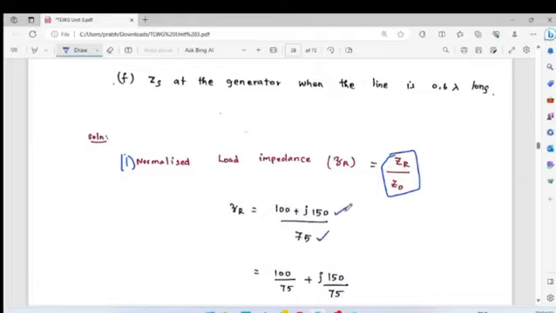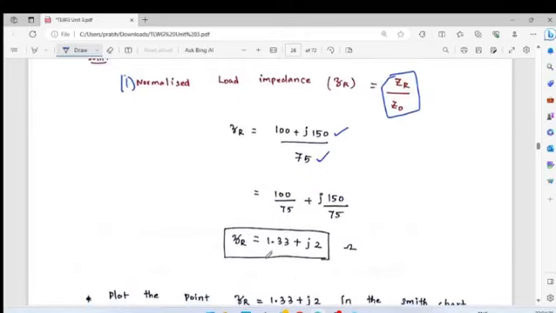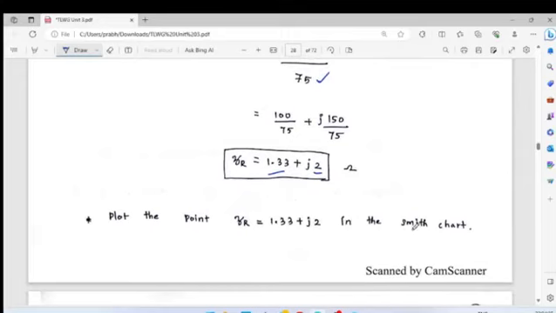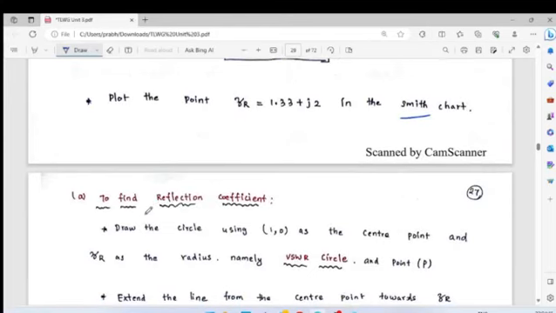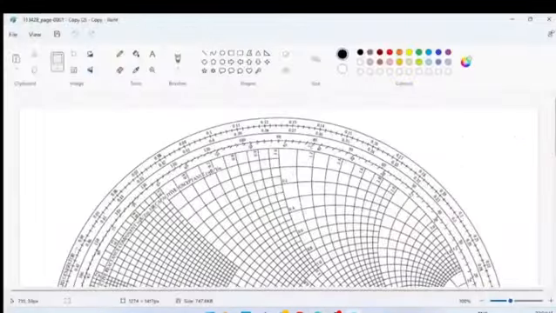So 100 by 75 is 1.33, and 150 by 75 is 2. So 1.33 plus j2. Now we need to plot the point small zL in the Smith chart. And we also know how to find the reflection coefficient value. Quickly, I'll go through it anyway.